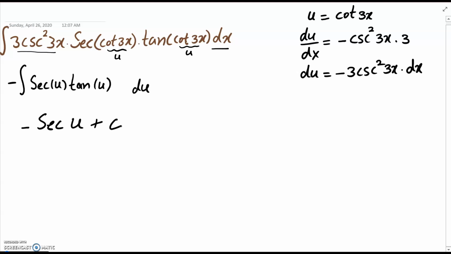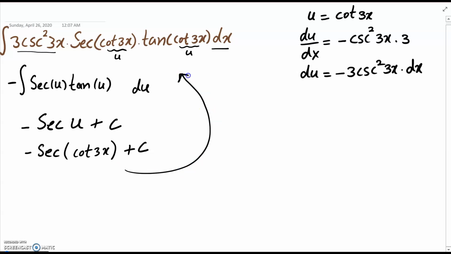Now once you finish your integration, you have to substitute the value of u. It's going to be negative secant of cot 3x plus c. If you take the derivative of this one, it should come back to the original. Well, this is your final answer.